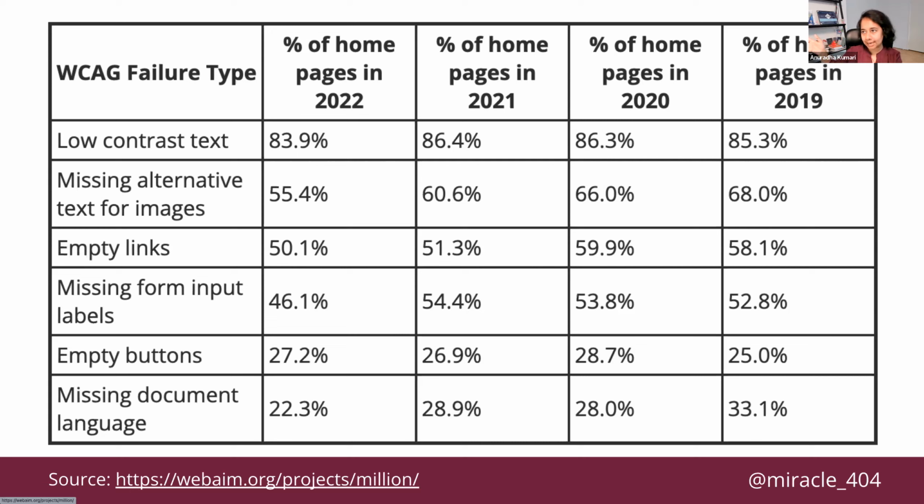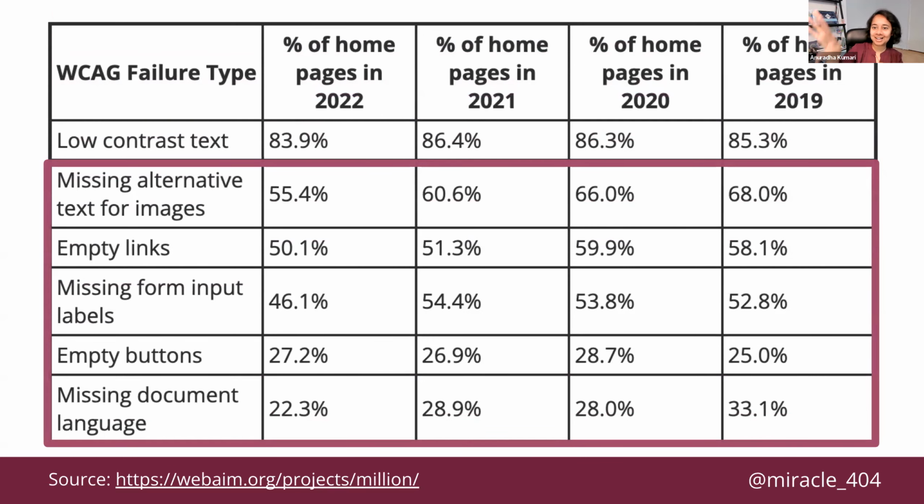But based upon that audit, these are the most common errors right now, and we can see them across different years, 22, 21, 20, and 19. And out of these 6 issues, 5 of them are actually related to semantic HTML. So if we get them correct, we can fix 5 of these issues. We can eliminate lots of these errors.